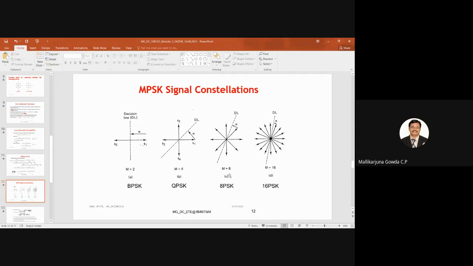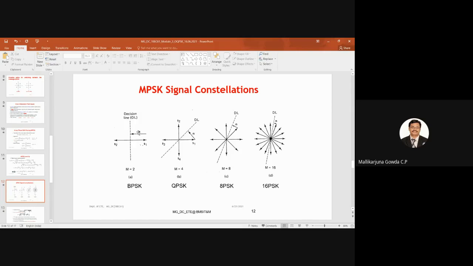In case of 8 PSK, the value of capital M is equal to 8, where the value of integer n is 3, so 2 power 3 is 8. With respect to that, we will have 8 message points. Then if the value of integer n is equal to 4, then 2 power 4 is 16, so the value of M is 16, and 16 message points will be there. Accordingly, the angle will change.